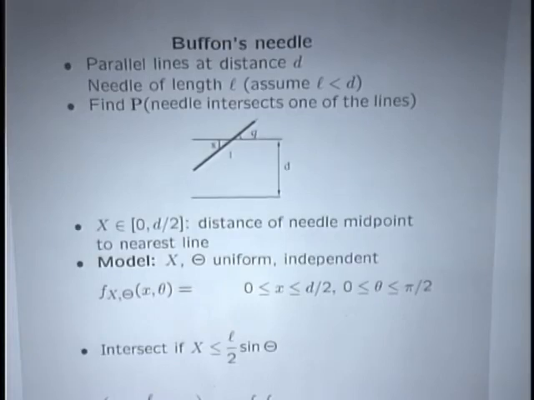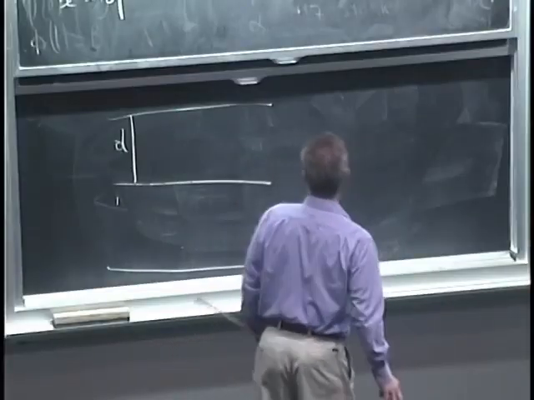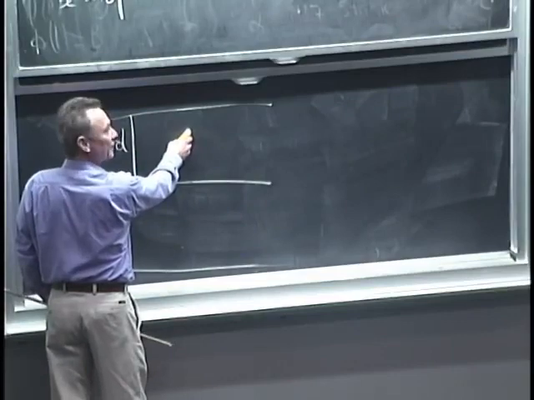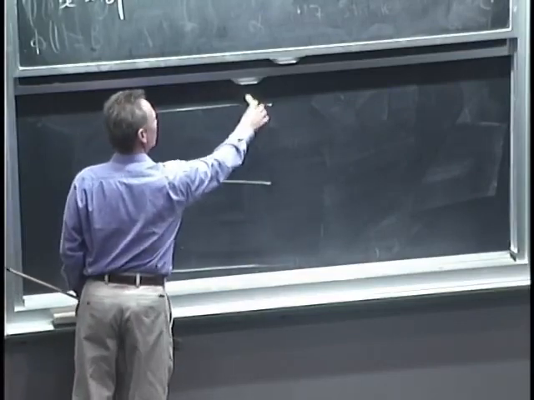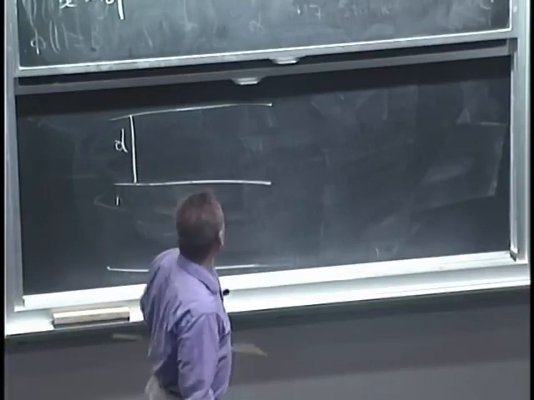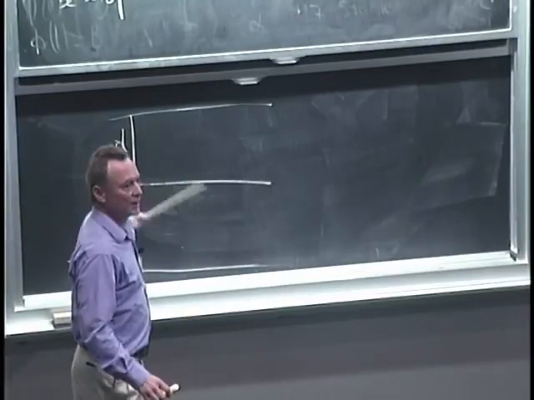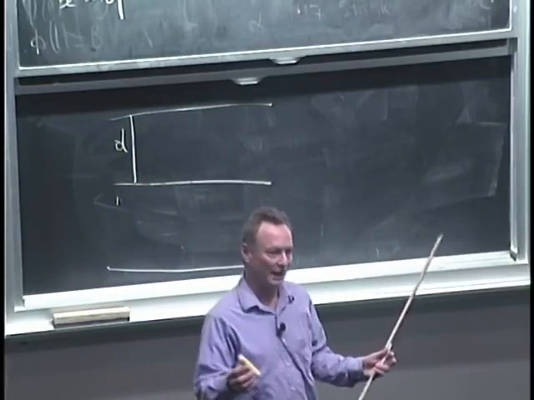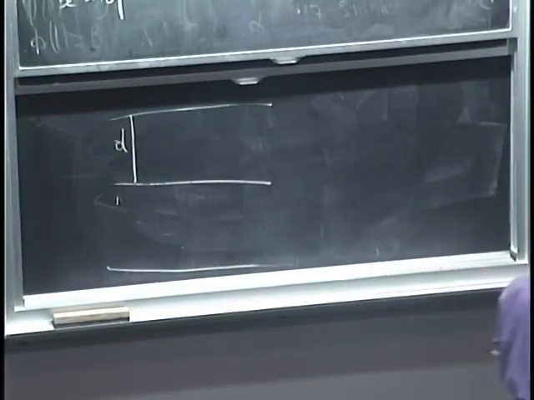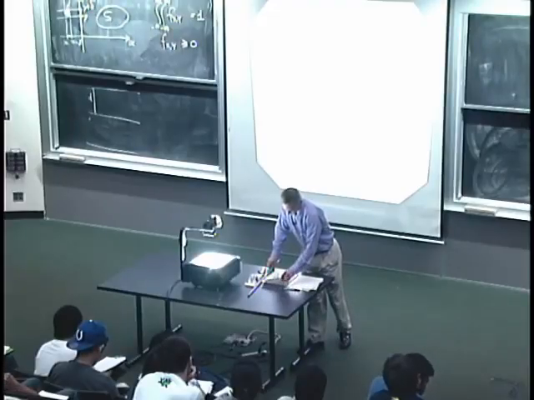When we throw a needle, there are two possibilities. Either the needle is going to fall in a way that does not intersect any of the lines, or it's going to fall in a way that it intersects one of the lines. We're taking the needle to be shorter than this distance, so the needle cannot intersect two lines simultaneously. It either intersects zero or it intersects one of the lines. The question is to find the probability that the needle is going to intersect a line. What's the probability of this?